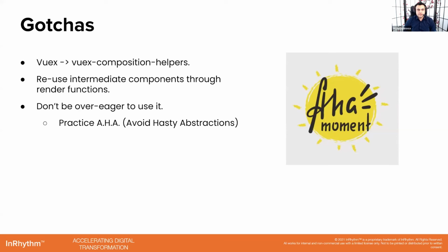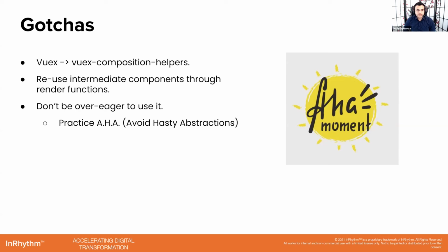So something that helped me a lot was the package Vuex composition helpers. This simplifies the interface. You don't have to worry about as much, and it brings it back to syntax that's similar to Vue 2, where you can use stuff like map state, map actions, and so forth.